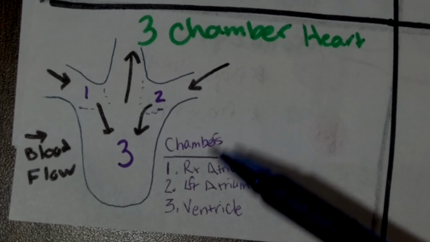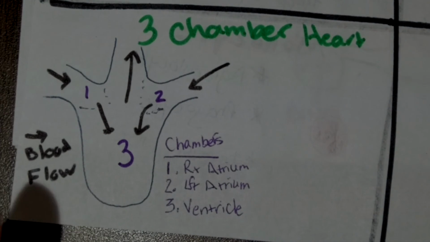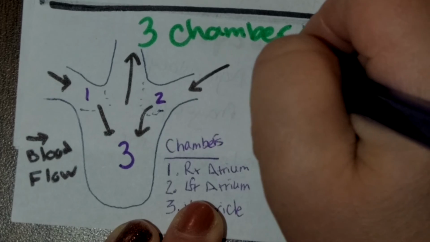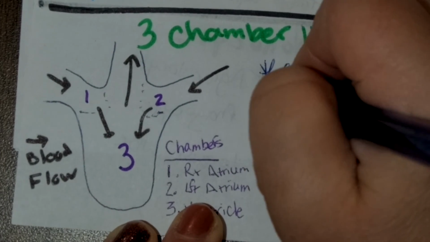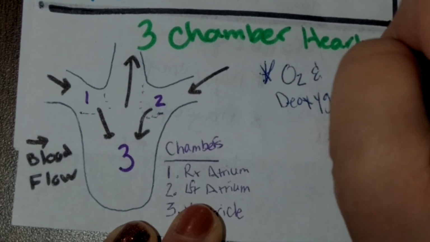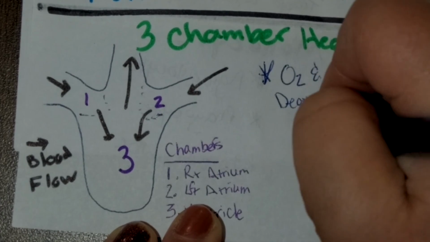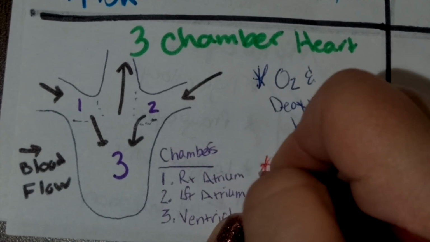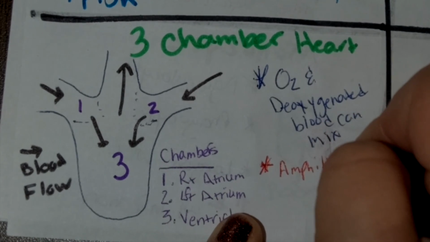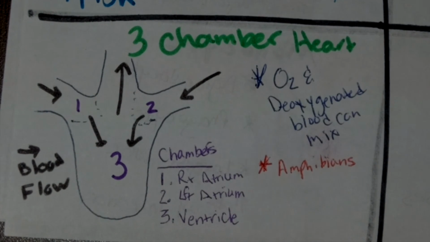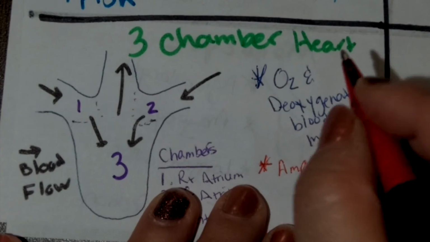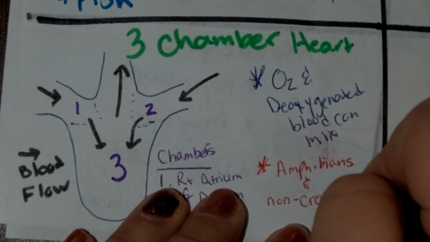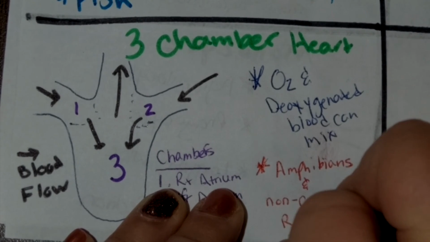So the issue with this one, if I'm flowing in from my body and from my lungs, what happens in this ventricle? Mixes, right? So the blood can mix. So my oxygenated and my deoxygenated blood can mix. And then who has this system? Our amphibians are going to have it. So like your frogs, right? Your toads, your salamanders, your amphibians, and non-crocodilian reptiles. So that's our three chambers.